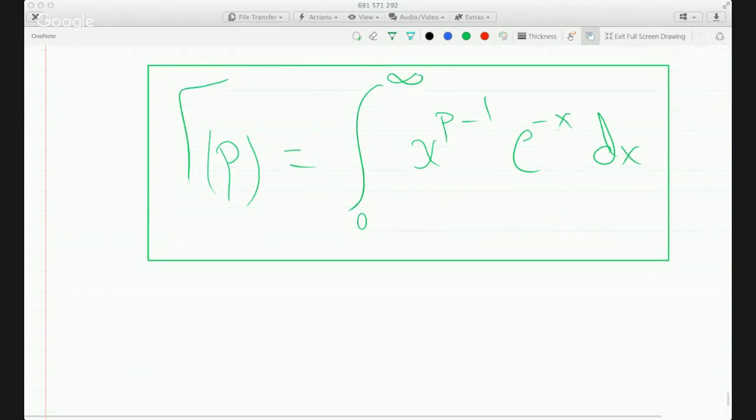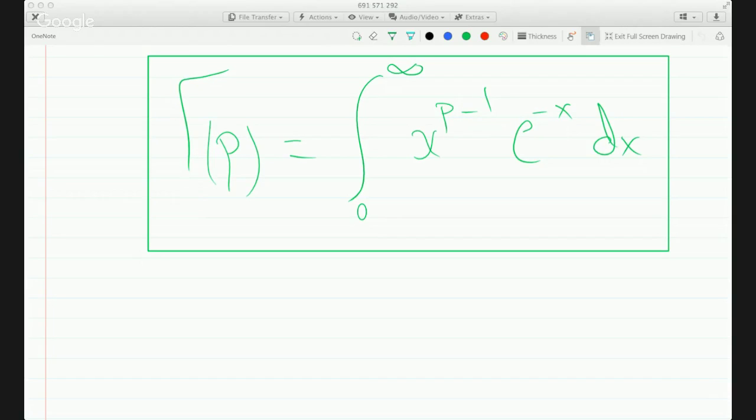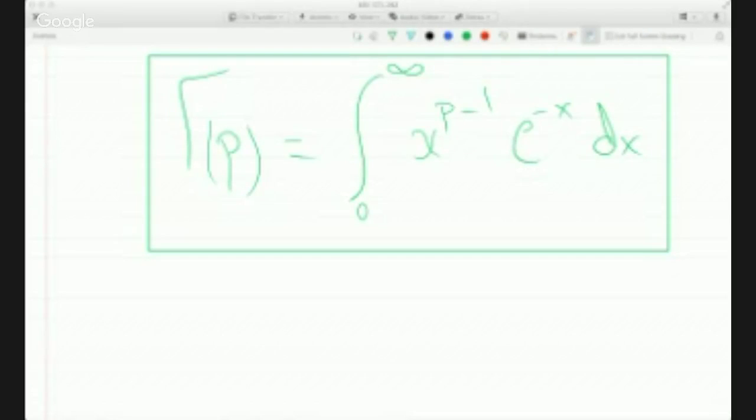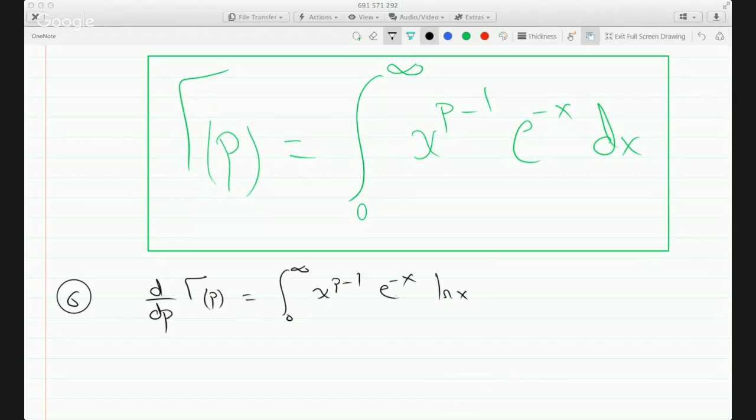Look, this question is really straightforward. Let me show you. So this is the original definition of the gamma function, right? And the question, number 6, is asking to prove that d over dp of gamma p equals the integral from 0 to infinity of x to the p minus 1 e to the minus x ln x dx. That's what we're supposed to prove.